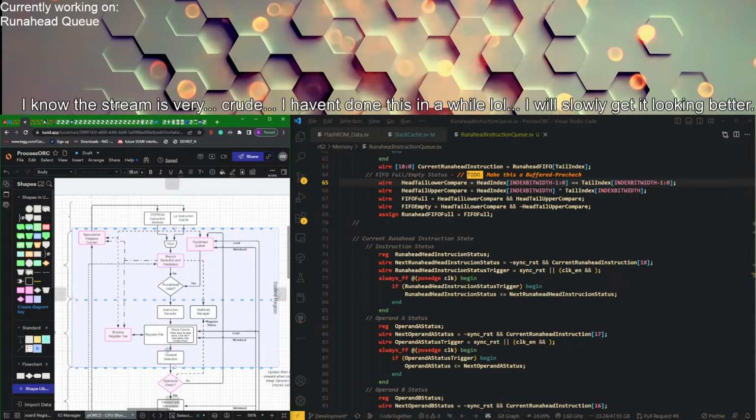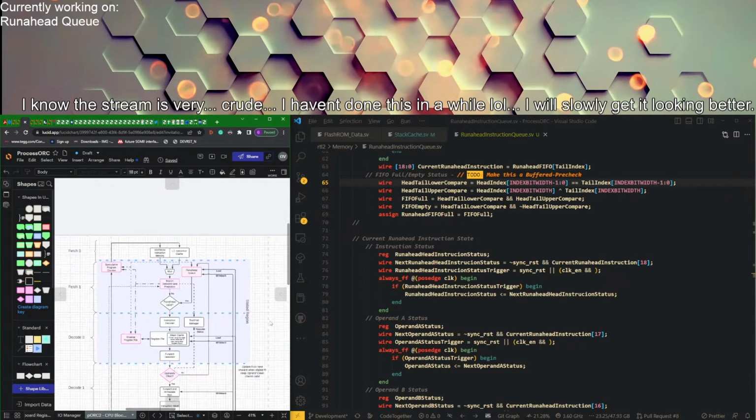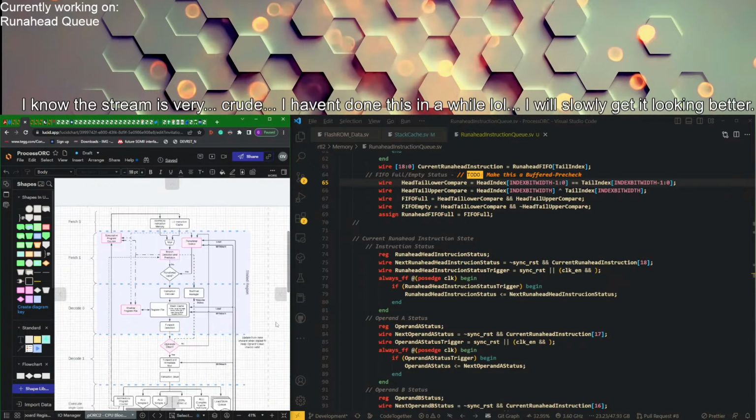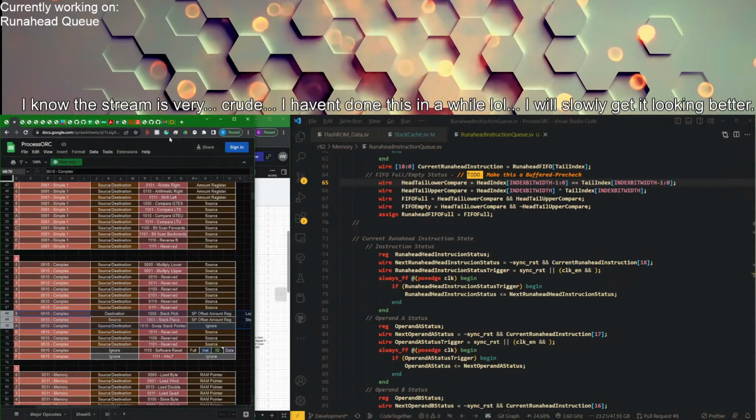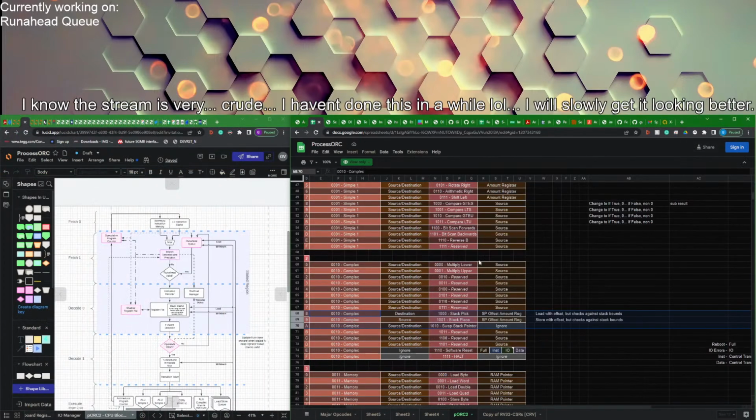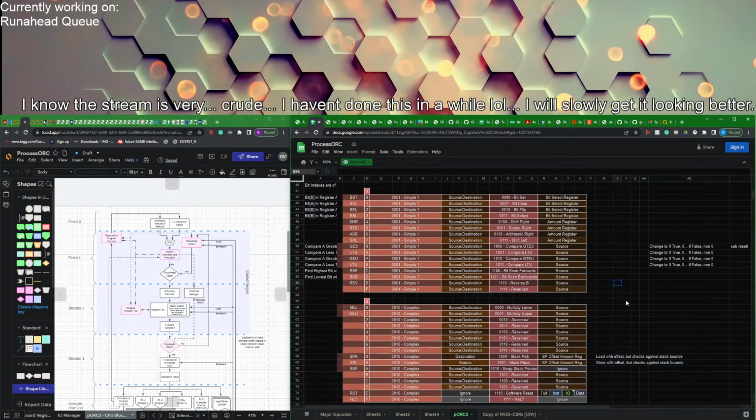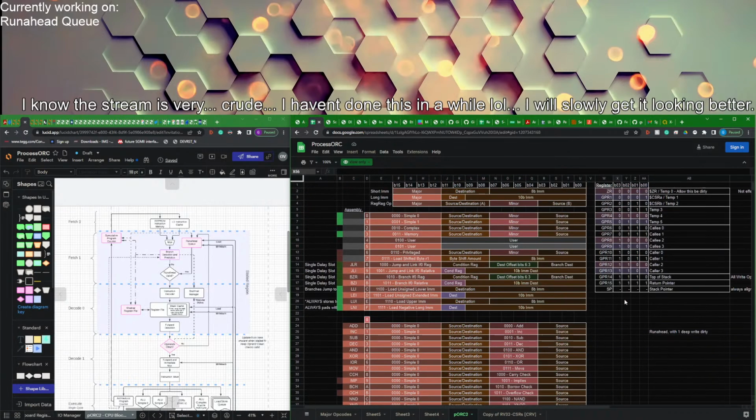Okay, I'm liking this now. Oink oink. Pork, pork.